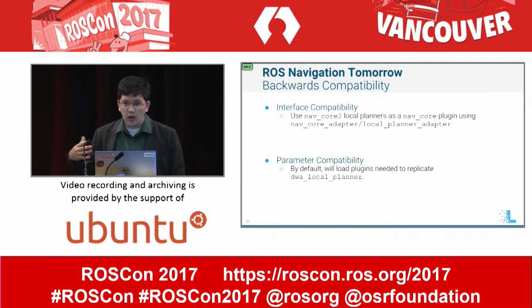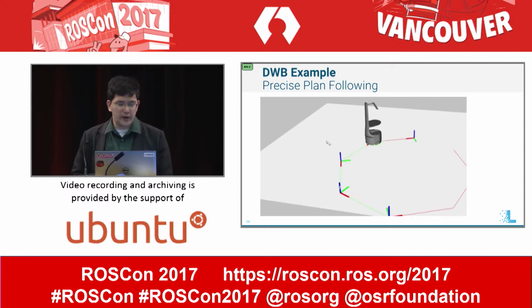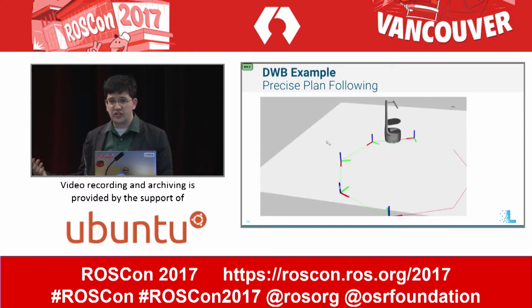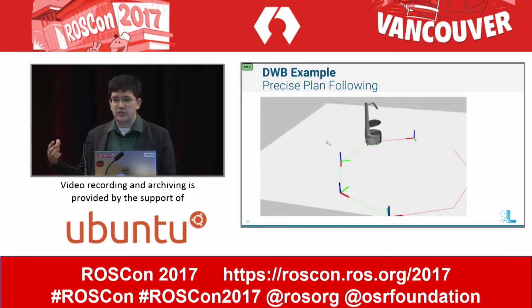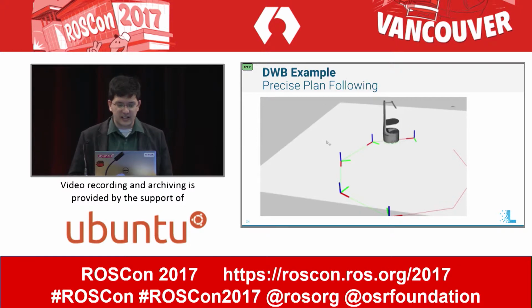And so all this culminates in the ability to control your local planner in new and exciting ways. And so here are 2 examples using the robot that we have at Locus Robotics. So here is an example of precise plan following. And this is just a trajectory critic that I whipped up last week, where it's going to follow the waypoints that are given to it in the global plan exactly.